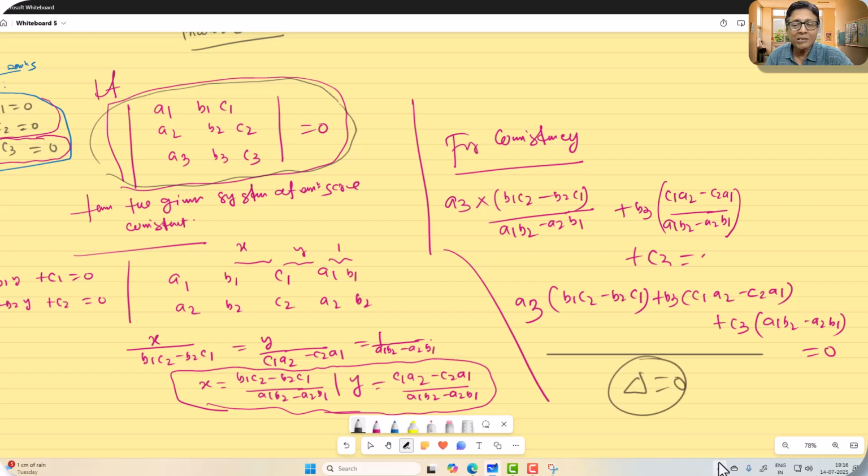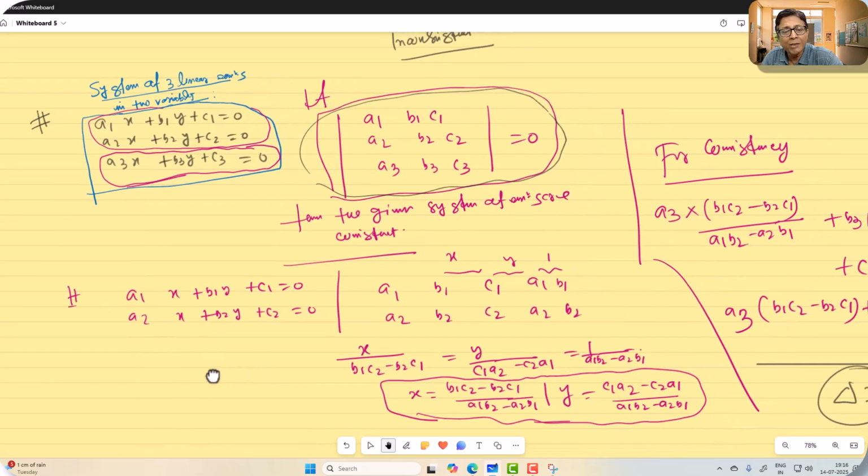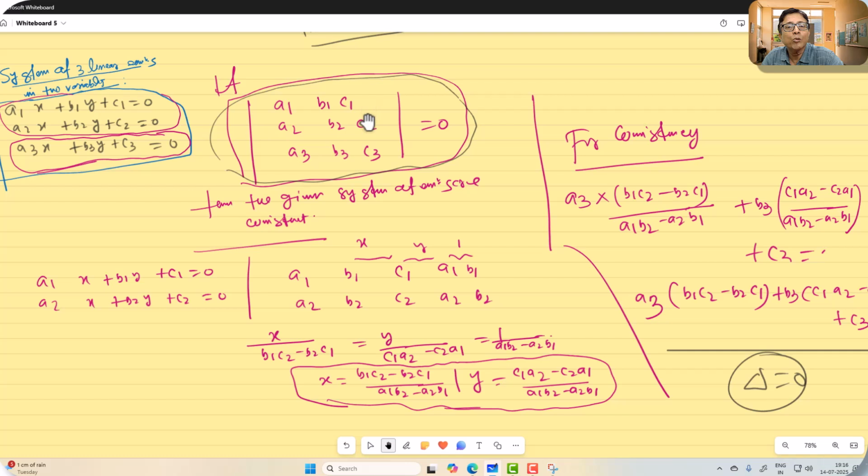Means the coefficient determinant equal to 0 for a solution of the given system. You could have done by this method: solve 2 and 3 and substitute in 1. That also will work. But whatever you are doing here, the coefficient determinant 0 ensures that a solution exists. Okay? And this is the time to try sums asked in competitive exams based on all these concepts.